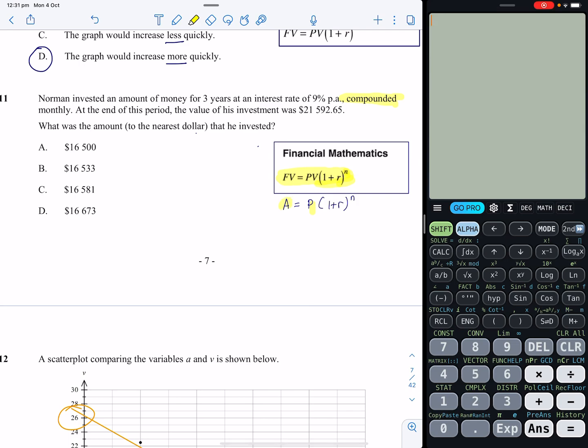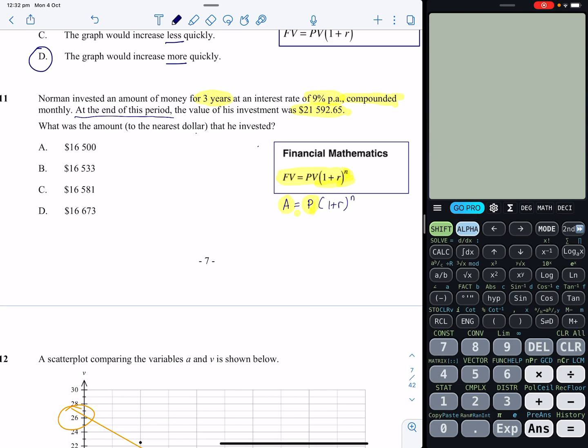This says the amount that you have at the end of your investment equals the principal, or how much you're investing, times 1 plus the interest rate to the power of n. We have n, it's listed as 3 years. We have an interest rate of 9% per annum. And at the end of this period, the value of this investment was $21,592.